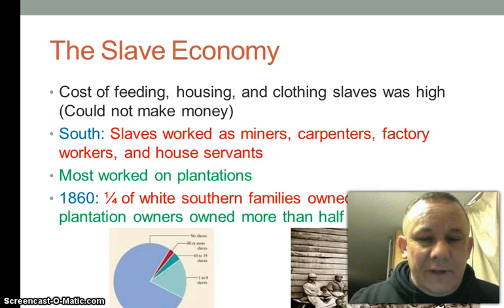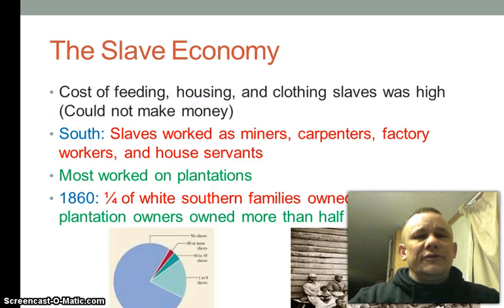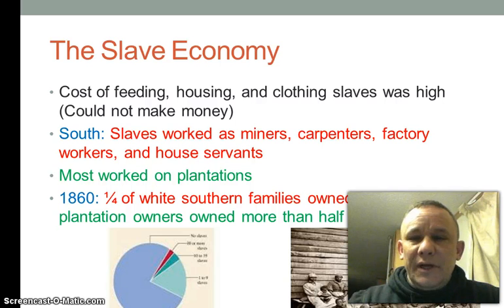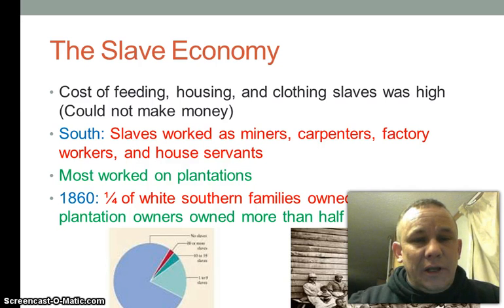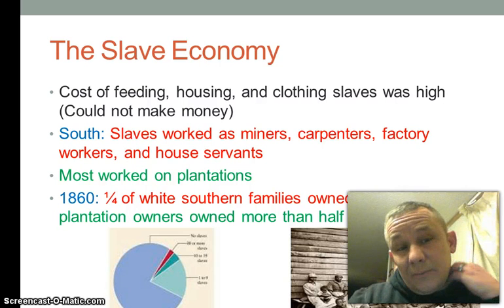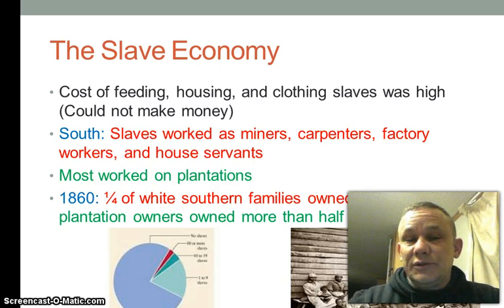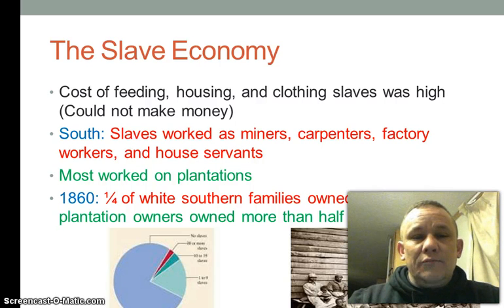The slave economy. The cost of feeding, housing, and clothing slaves was high, so plantation owners could not make enough money. In the South, slaves worked as miners, carpenters, factory workers, and house servants. Most still worked on plantations.